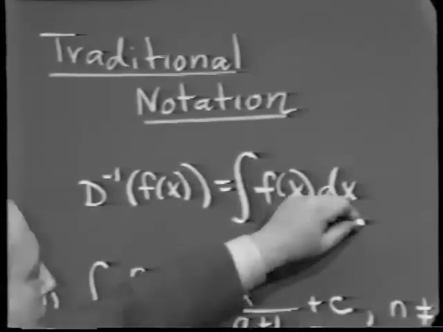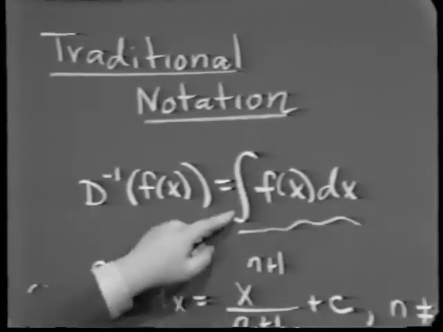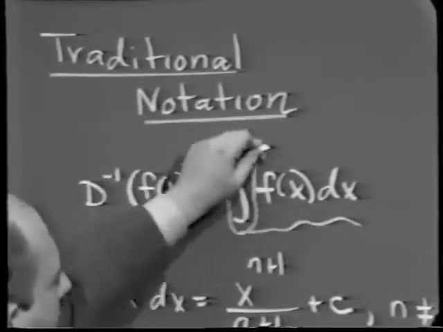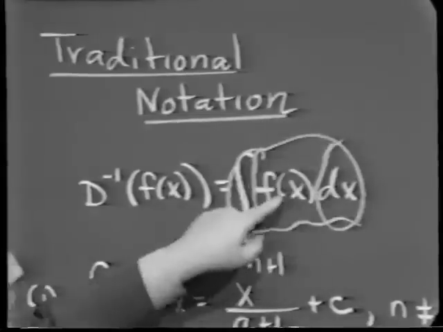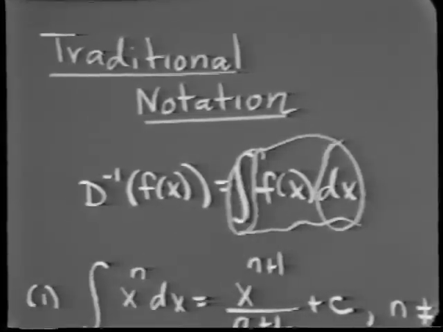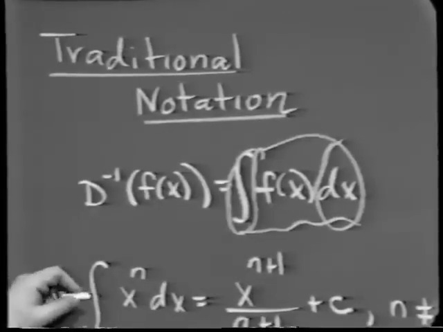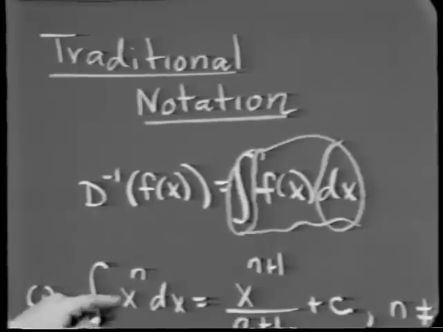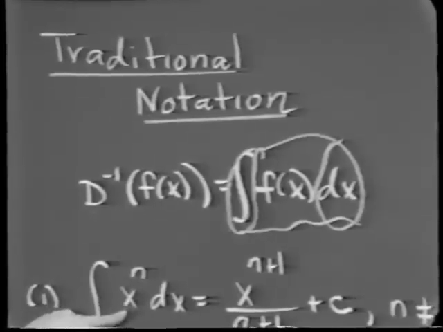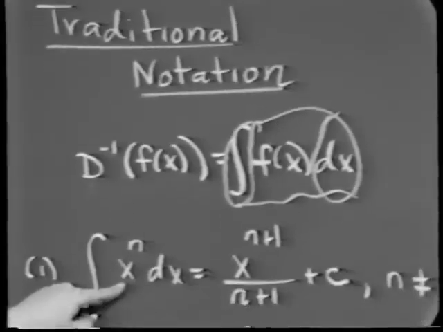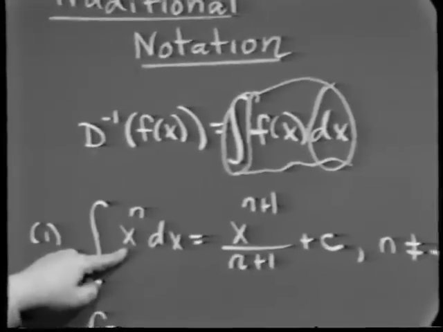That when you see this particular thing, perhaps read this as what? That this particular symbol is a code to tell you to find all functions whose derivative is f of x. And by the way, to summarize the results that we've obtained so far, let me just rewrite some of these basic results in terms of the more traditional notation.